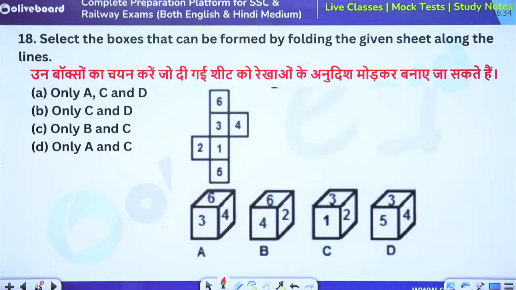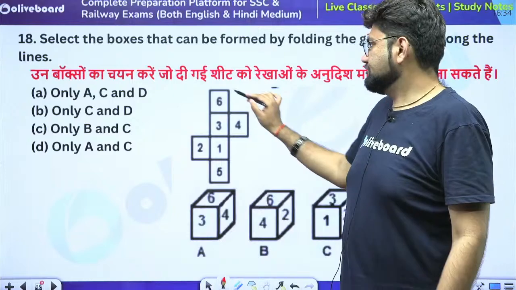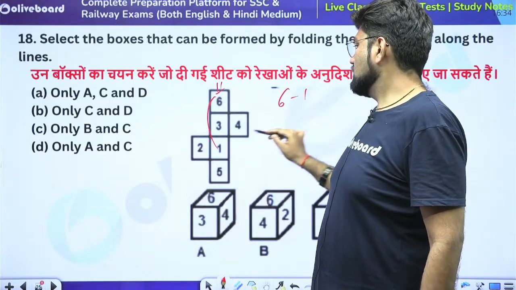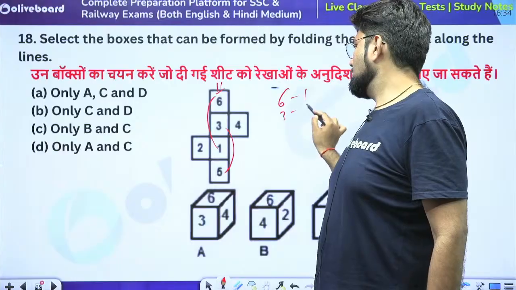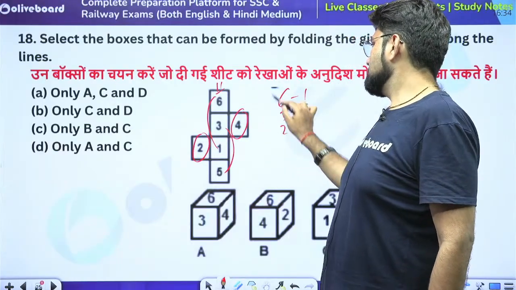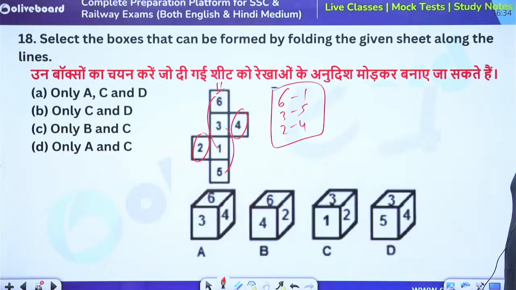Now observe. Longest vertical line we can see here. 6 is opposite to 1. 3 is opposite to 5. And 2 is opposite to 4. Okay. So one face from each figure.